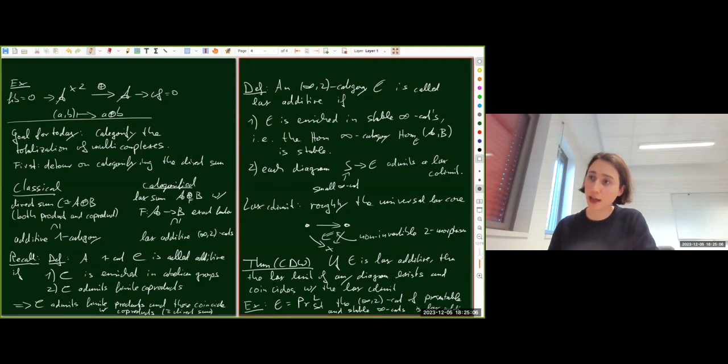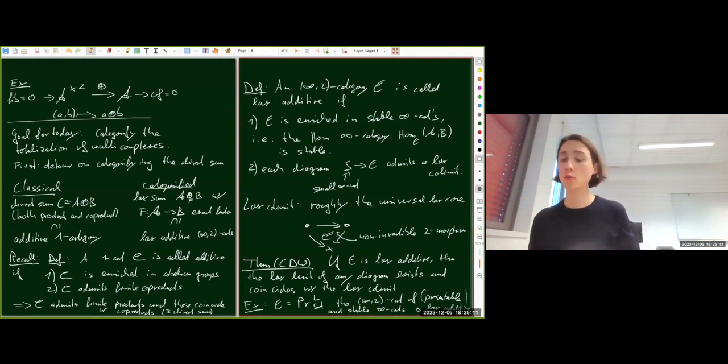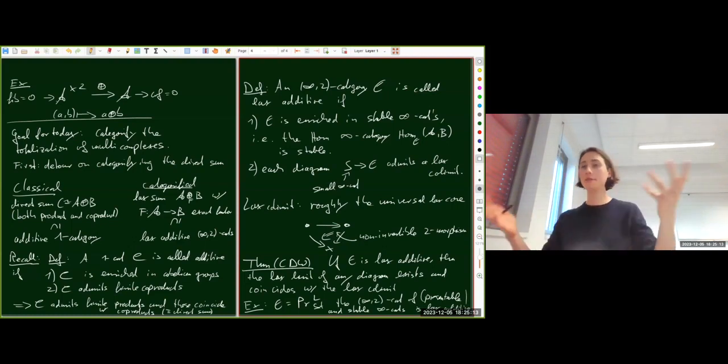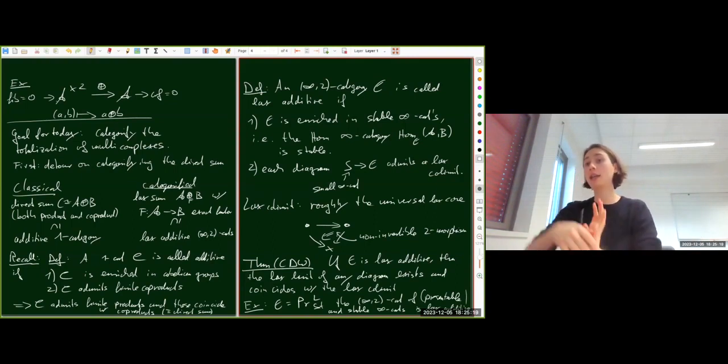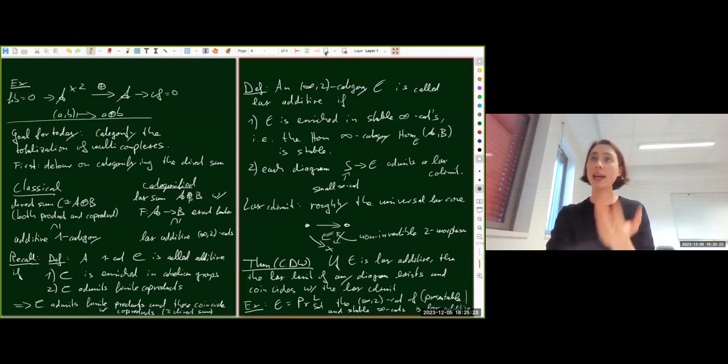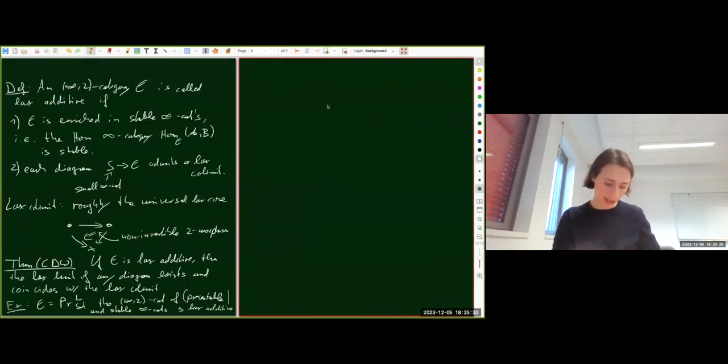So the term presentable is a technical term, don't worry about it. The point is that if we look at the category of stable infinity categories, this forms not only an infinity category, but actually an infinity 2-category. And in there, the categorification of the direct sum is the lax limit, which coincides with the lax colimit. And I'll now make this concrete.